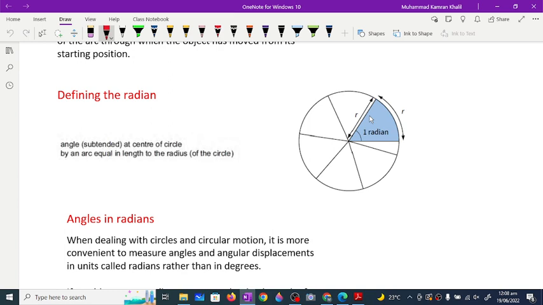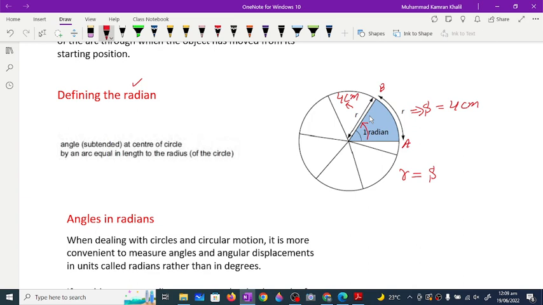Now, what is meant by 1 radian? Let's suppose the radius of this circle is 4 centimeter. Moving from A to B, the arc length covered, which is represented by S, is also equal to 4 centimeter. It means that when the arc length is equal to the radius of the circle, the angle subtended by moving from A to B is called 1 radian. So for 1 radian, the arc length should be equal to the radius of the circle.